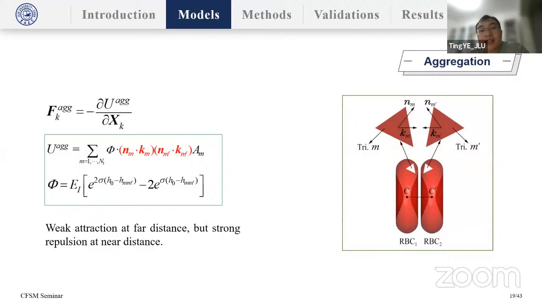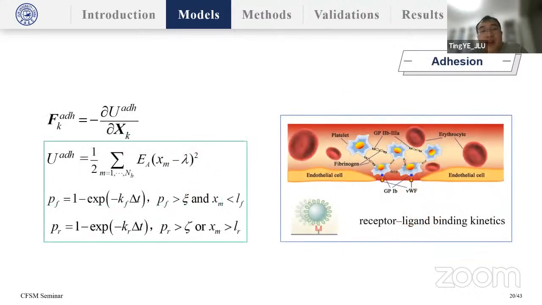Okay, the second model describes the cell aggregation by a Morse potential model. It behaves as weak attraction at far distance, but strong repulsion at near distance. The third model is to describe the cell adhesion by a stochastic binding model. It is a linear model with forming and disrupting probability to describe the bond association and disassociation respectively. That's all for the models.